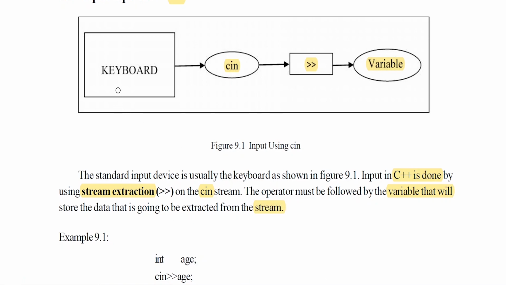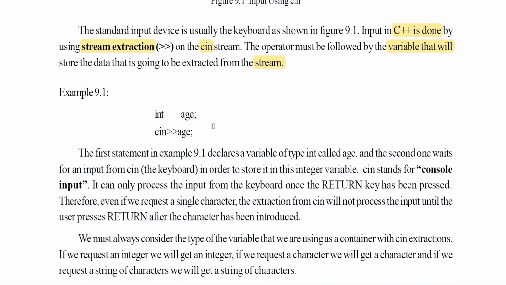From the keyboard, whatever you type through the cin stream, along with the stream extractor, the data will flow. Every time you provide some data to a variable, you use cin, the symbol, followed by any variable name. For example, you can see here we have a variable age of integer type. Look at the stream function name followed by the stream extractor, then the variable name. So this is how we are going to use it.